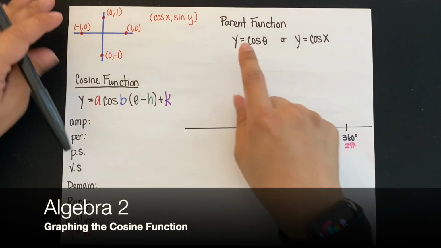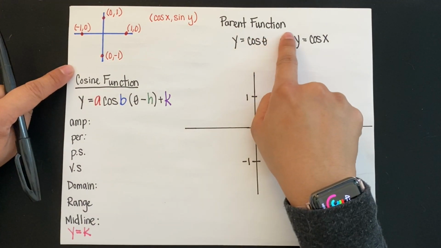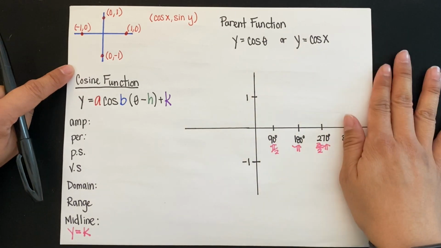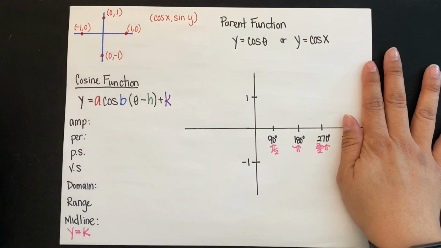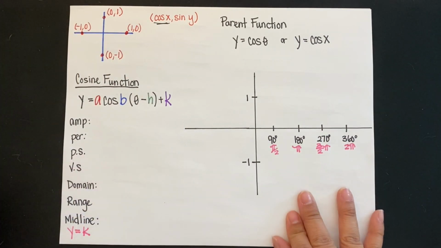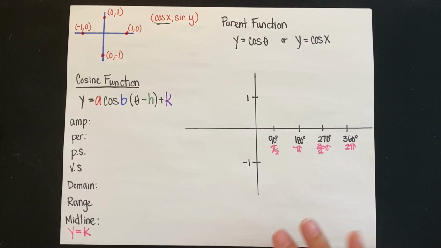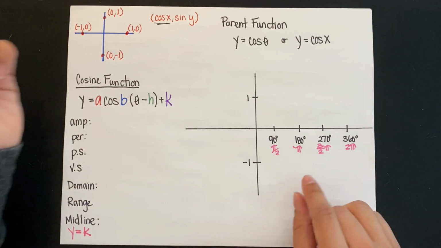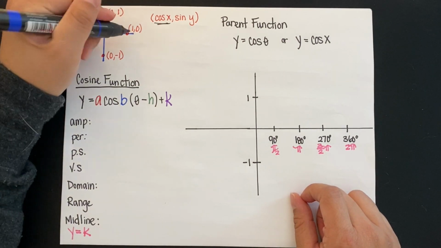Today we will be graphing the parent function of y equals cosine theta, or y equals cosine x. Again, I'm going to use the unit circle, and remember, cosine this time is the x value from the unit circle. So you can see that I have my degrees and radians.